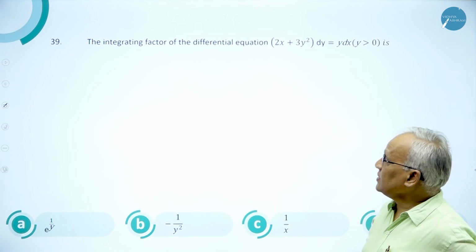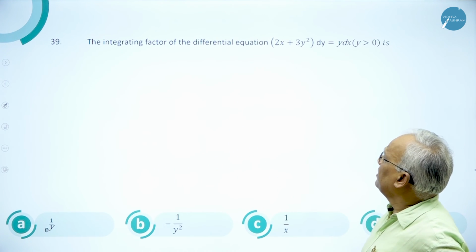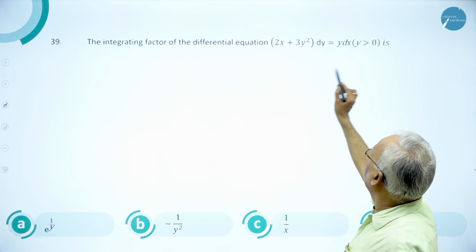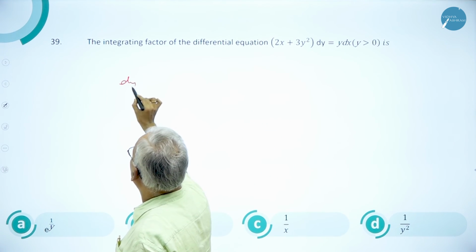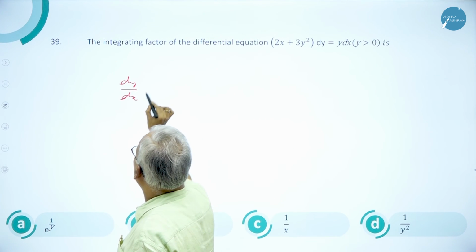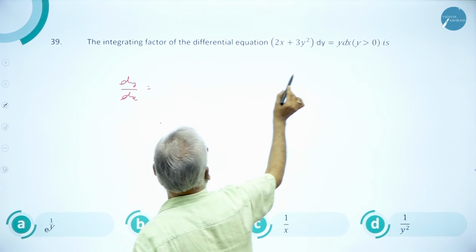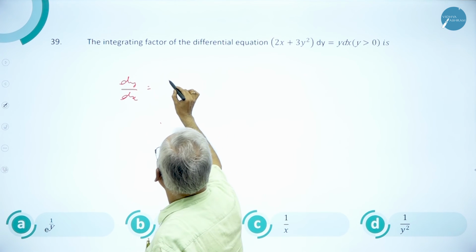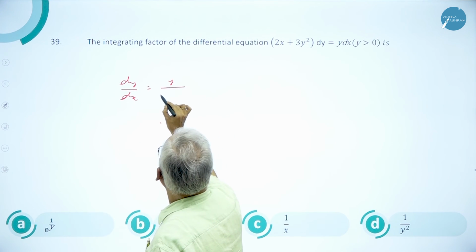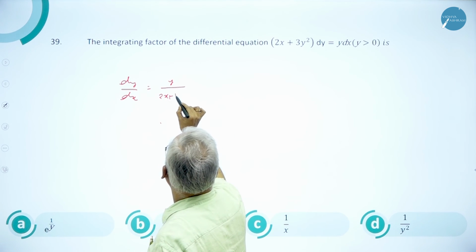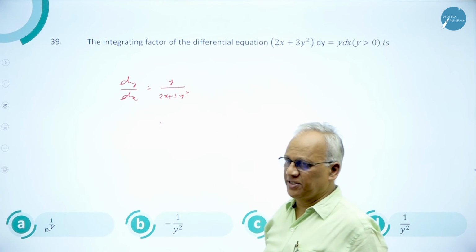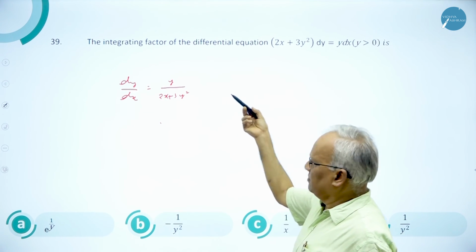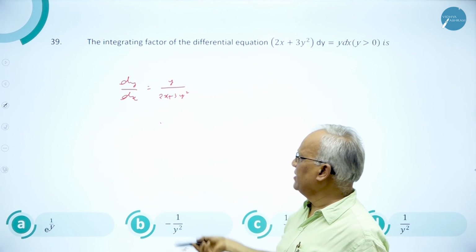This is the answer. The integrating factor of the differential equation. So write this equation in the form, see, I first write dy by dx. Dy by dx equal to, see there, y divided by 2x plus 3y squared. Very clearly it is not a linear equation. Integrating factor, you think of that only when it is a linear equation.